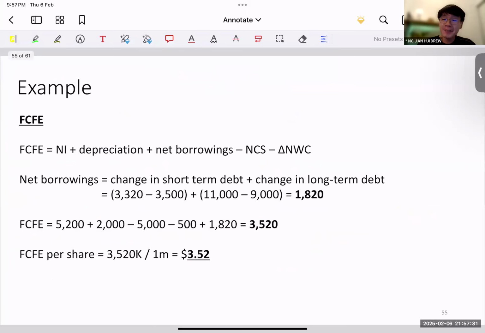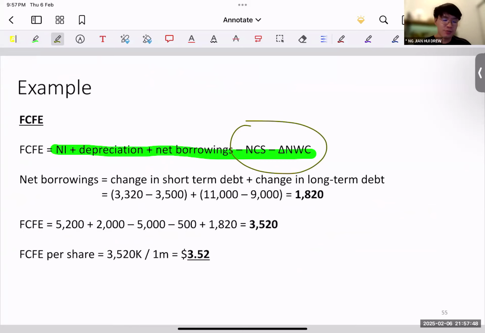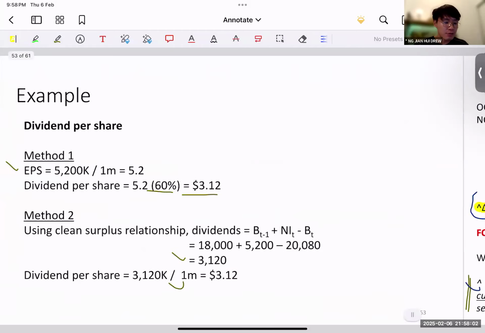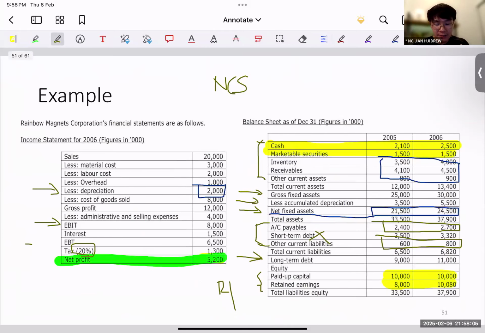Okay. And then for your FCFE, this is a bit more simple already. We can use the derivation of the net income plus depreciation plus net borrowings, then minus these two. This one we have determined, your FCFF, so not too much of an issue. The only thing that we determine now is our net borrowings. We recall for net borrowings, we can just use the change in short-term loan plus the change in long-term loan. So I'm just going to flip back to quickly show you where we pick the figures. So long-term debt here and our short-term debt here.